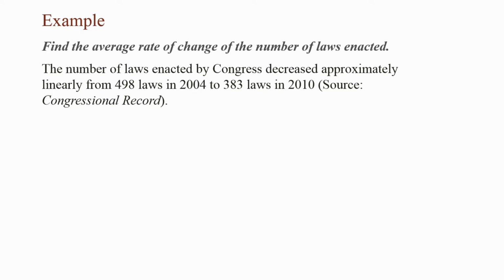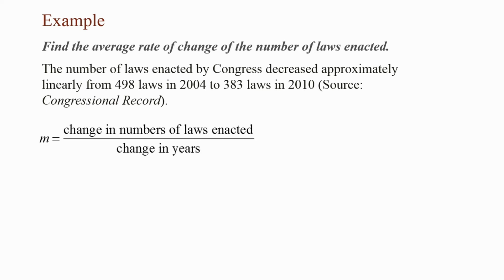Source: the Congressional Record. Our slope, m, equals the change in the number of laws enacted divided by the change in years. One of our points is 498 laws in 2004. The other is 383 laws in 2010. Our fraction becomes 383 minus 498 divided by 2010 minus 2004.